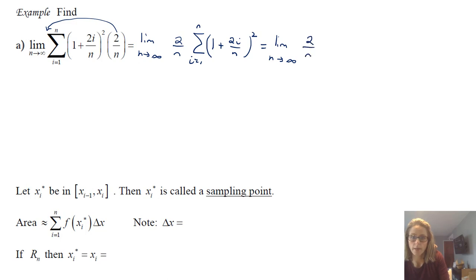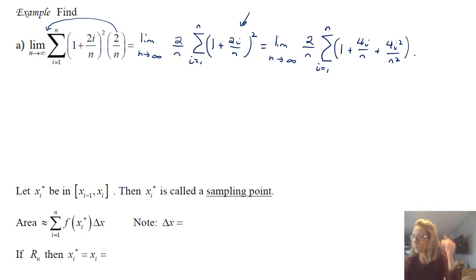So 2 over n, and so I'm just rewriting everything here, nothing new. All right, so I'm going to multiply this out. I'm going to square this. So I get 1 plus 2i over n plus 2i over n, which is 4i over n. And then I'm going to square 2i over n. So that's going to give me 4i squared over n squared. So that's what I have now in my summation just by doing all the squaring.